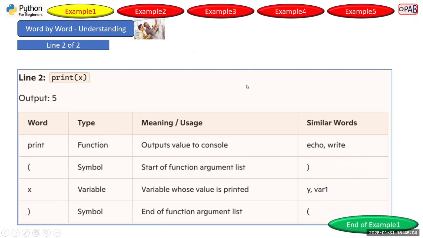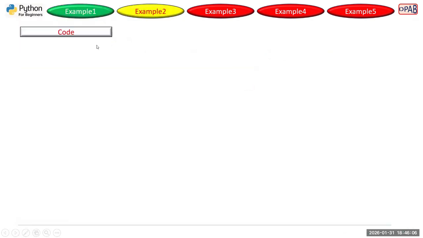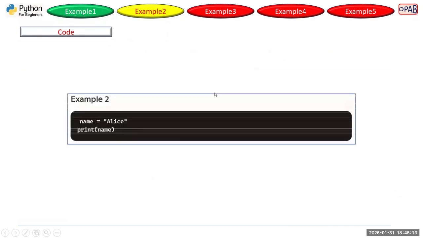So, end of example 1. Now you are seeing here example 1 is green color, example 2 is in yellow color, and 3, 4, 5 are still red. You have yet to complete. Here, name is the variable equal to Alice and print name. So this data type is not integer here, it's a text because it is within double quote.